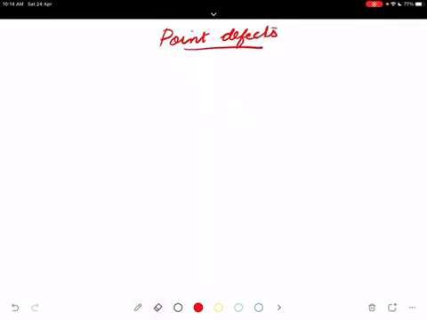Irregularities from the ideal arrangement around a point. Point means for us it is an atom or an ion or generally a particle. That is called point defect. Point defects are classified into three categories.